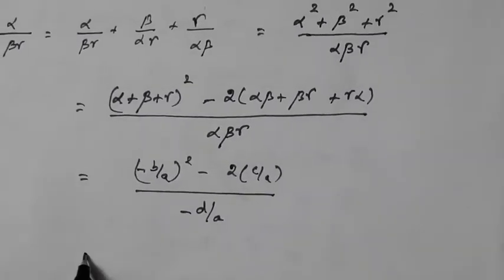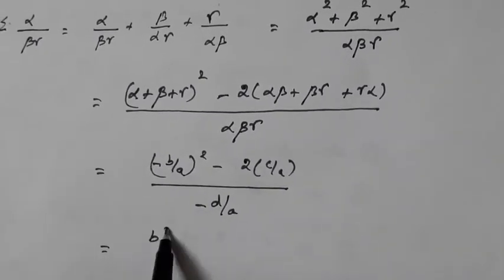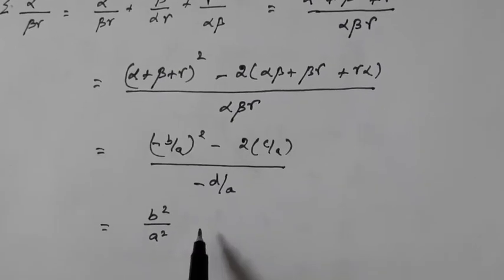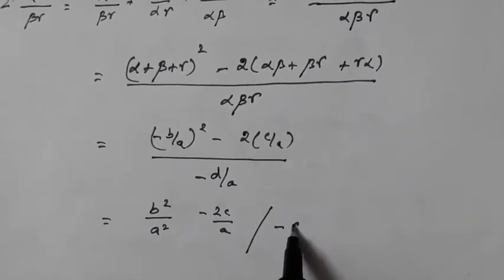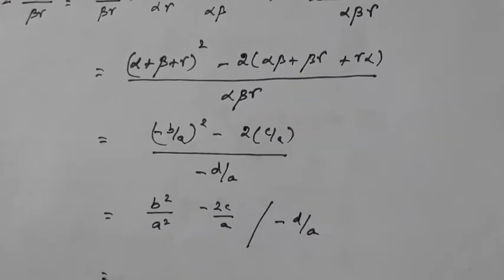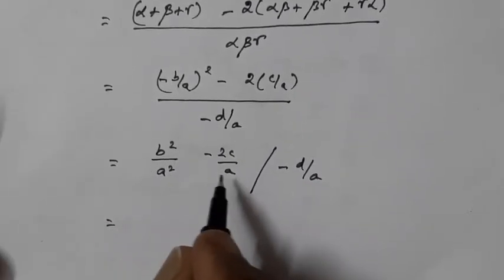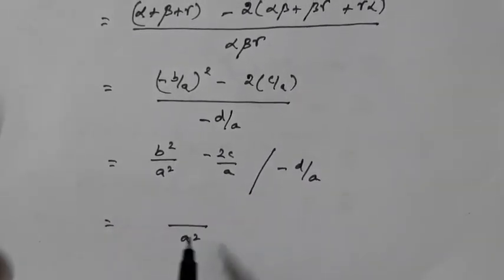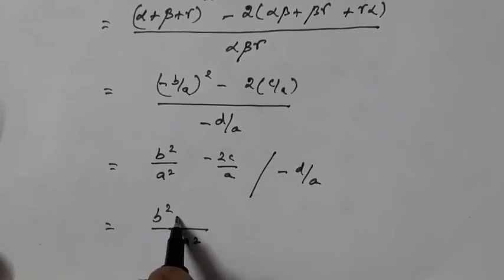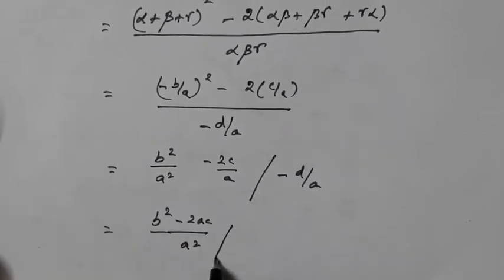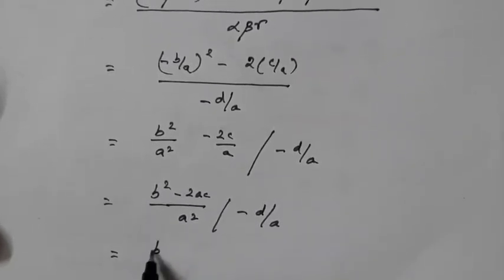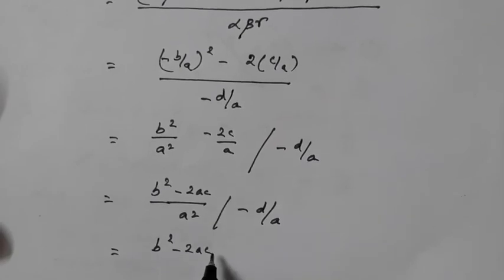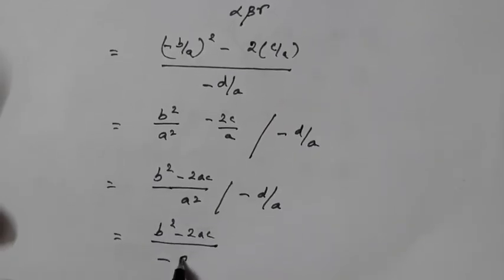Okay. Let us simplify this. So it will be b squared by a squared on squaring, and here minus 2c divided by a, divided by minus d by a. So let us simplify the numerator by taking LCM as a squared. So it will be b squared minus 2ac divided by minus d by a. So cancelling 1a in the denominators, we will have b squared minus 2ac divided by minus ad.